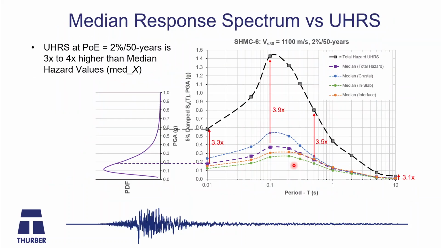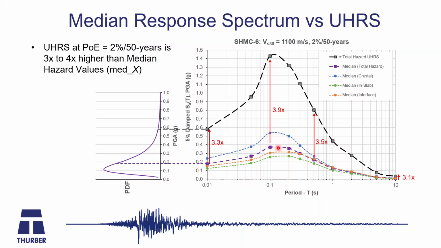So now we can duplicate what I just did for PGA, and repeat that for all the spectral periods. Get the deaggregation data for all different spectral periods and construct the median response spectra. So I've done that here. There's purple again. This is the total hazard median. And then each of the three source types, again, these are their median target spectra.